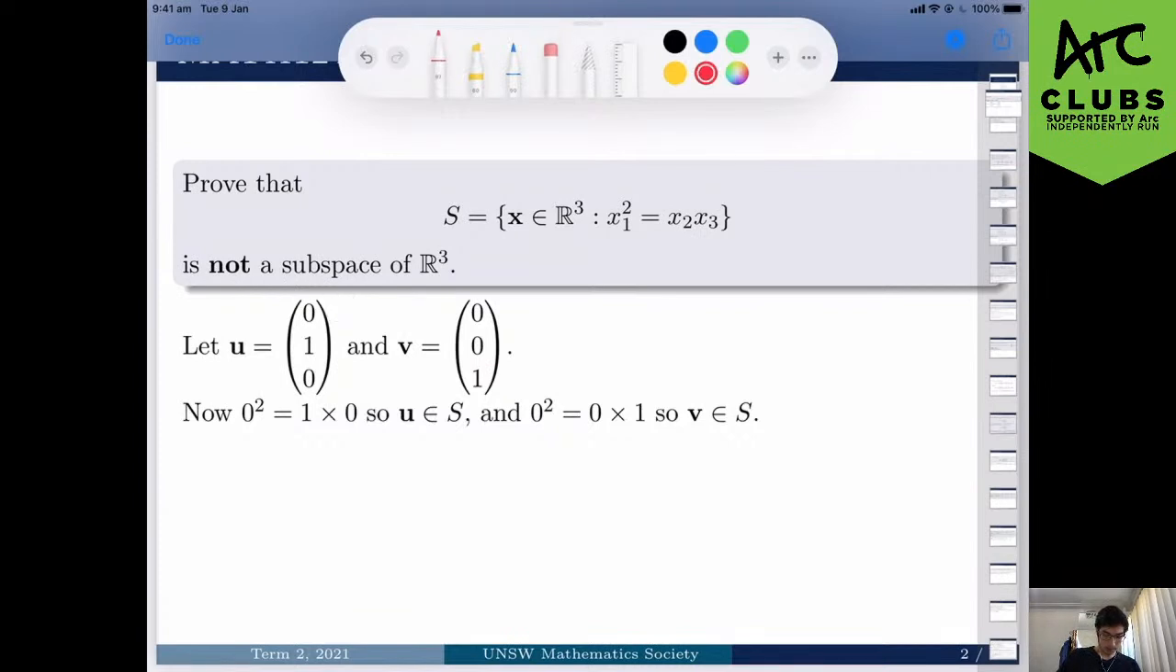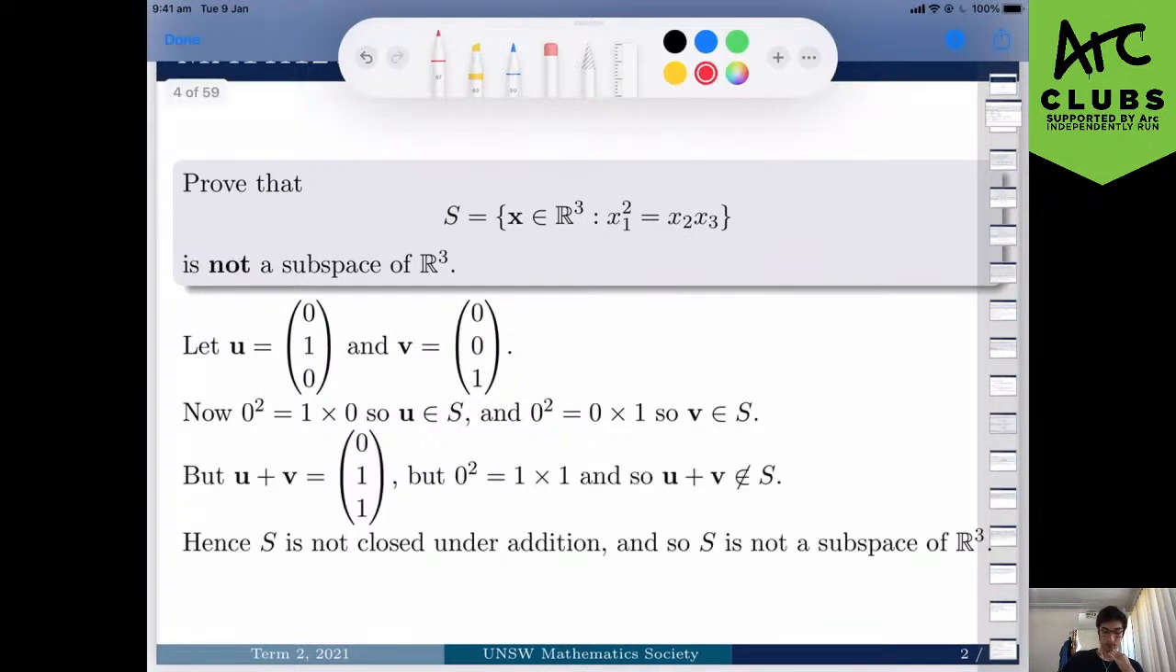They're both in the set because this squared equals this times this, and this squared equals this times this. They're all 0. But when you add them together, the sum becomes that, the right-hand side becomes 1, and the left-hand side stays at 0. So the sum is not in S, and so it's not closed under addition, and therefore S is not a subspace of R cubed. In the proof, all we needed to mention was that one of the conditions broke. We didn't need to discuss anything about the zero vector or multiplication, because we're just proving that it's not a subspace.